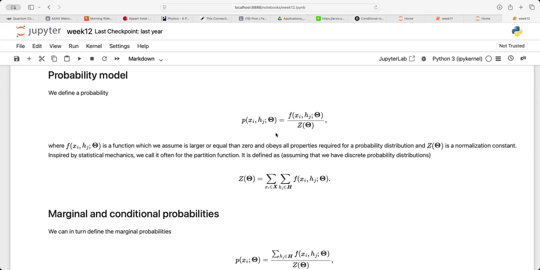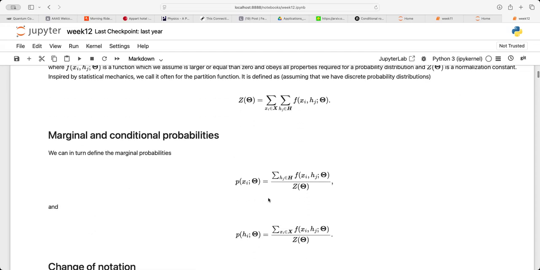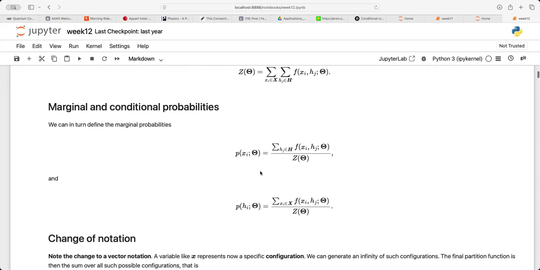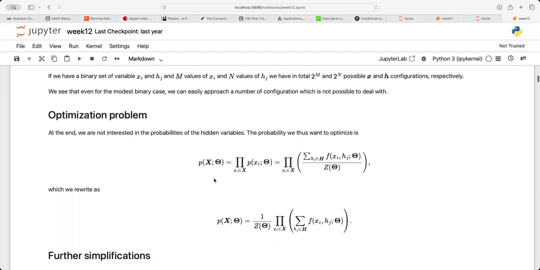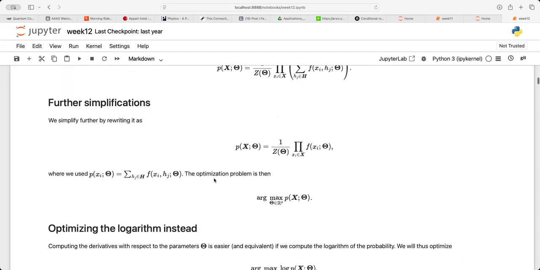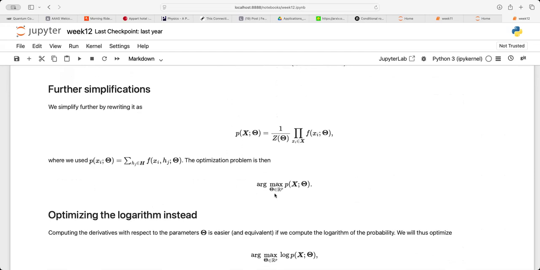And for some of these marginal and conditional probabilities, this is the marginal one because you sum away one of the degrees of freedom. And then because we are interested in just P of X. And when we do that, if you just scroll down here, the typical approach you end up with is to optimize this probability distribution as a function of these parameters theta. For those of you who take machine learning, you've probably seen this before. The philosophy is basically the same.